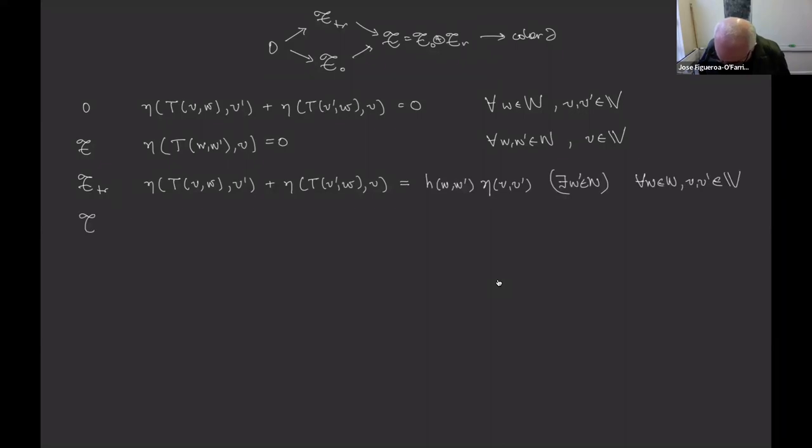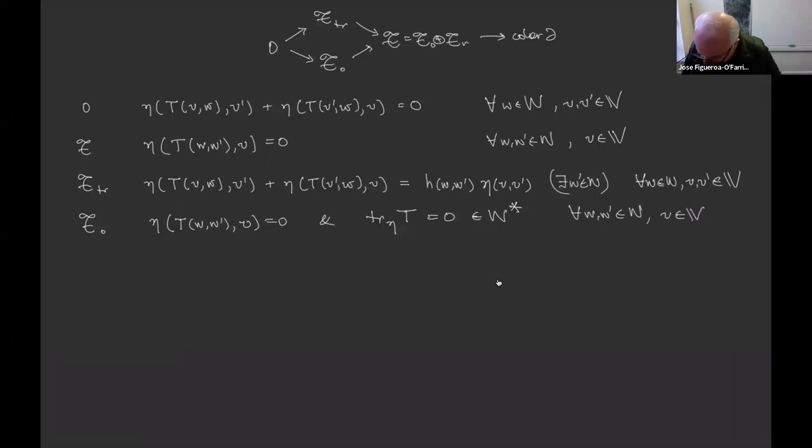And T zero, well, I need to perhaps explain a bit of notation here. So I'm going to say that this is such that if you put in two things in W, you get zero. But then I want to say that the eta trace of T is equal to zero. And I want to tell you what the eta trace is. The eta trace is not a number, it's an element of the dual of W. So this is zero, but this is zero in W star. And this is for all w, w prime in W, and v in V. But let me tell you how this trace thing is defined. So T is an element in V tensor lambda 2 V star.